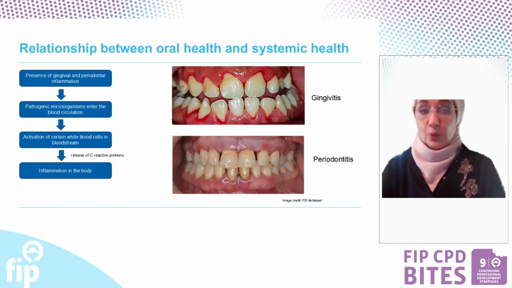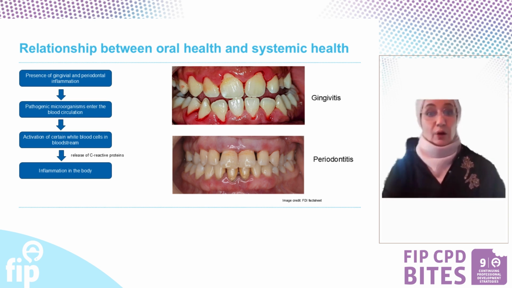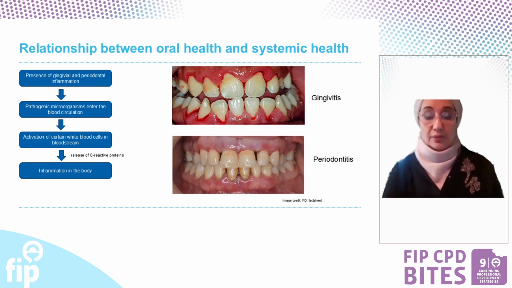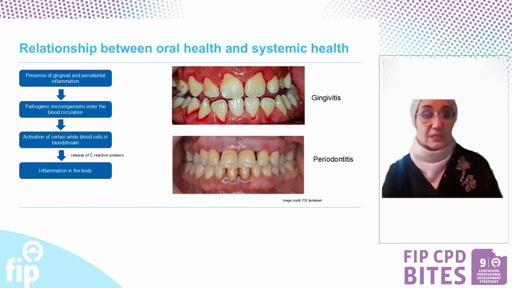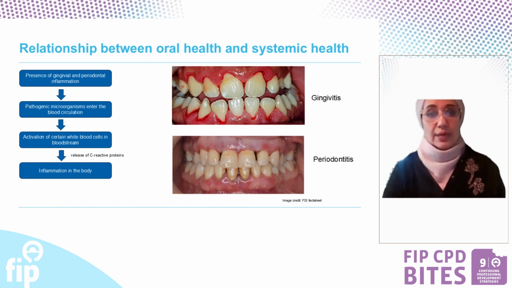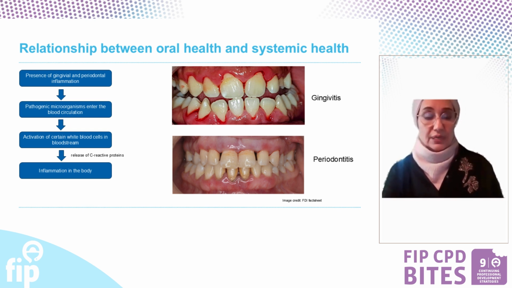The link between oral diseases and some of the most common systemic diseases has been established in scientific literature. In the presence of gingival and periodontal inflammation, pathogenic microorganisms from the periodontal tissues enter the blood circulation during normal daily functions through microscopic ulcers under the gum margin. This can activate certain white blood cells in the bloodstream to release damaging oxygen radicals and inflammatory mediators. It can also activate an acute phase response in the liver, resulting in the release of C-reactive protein, which also causes inflammation in the body.